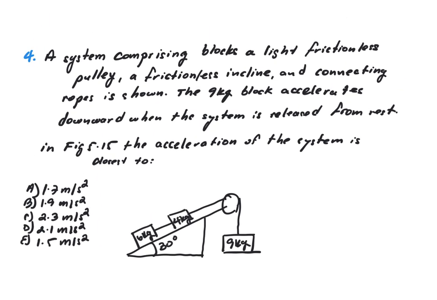Okay, so question 4 says a system comprising blocks, a light frictionless pulley, a frictionless incline, and a connecting rope is shown. The 9 kilogram block accelerates downward when the system is released from rest. In figure 5.5, the acceleration of the system is closest to. So they're asking us to find the acceleration of the system.